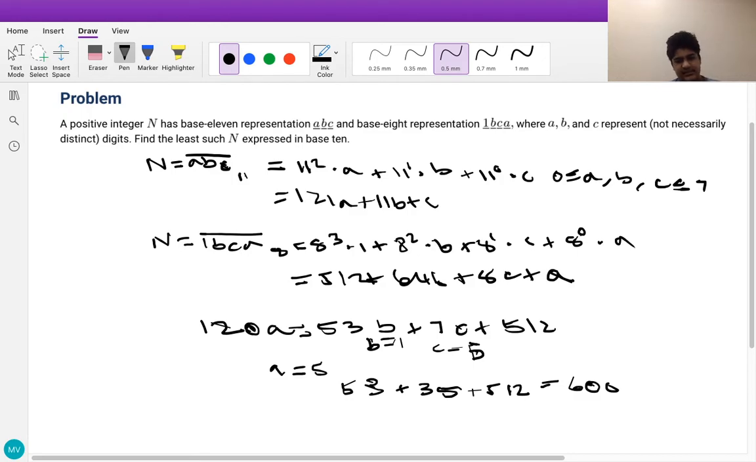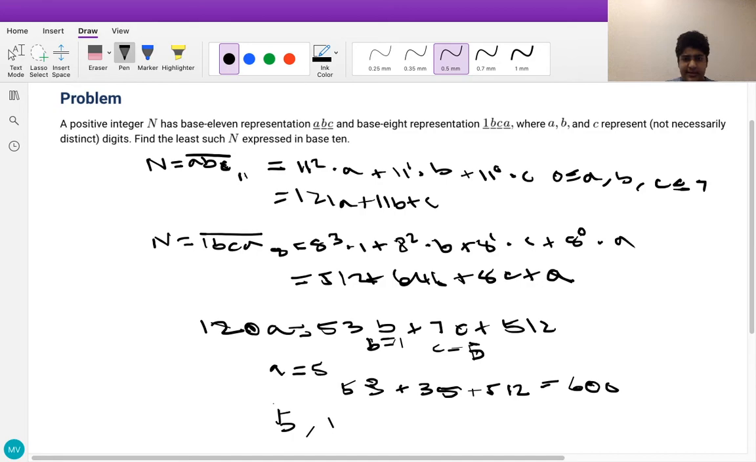And this obviously doesn't work if B is equal to 0, because if we check the case where B is equal to 0, then C would have to equal 4, and that would result in 120 times A equal to 540, which is obviously not true. We have that the minimal number has A equals 5, B equals 1, and C equals 5.